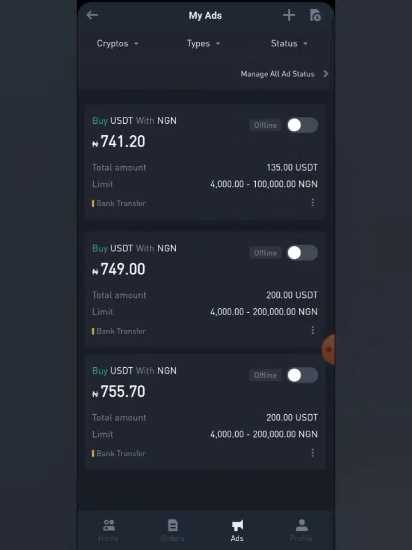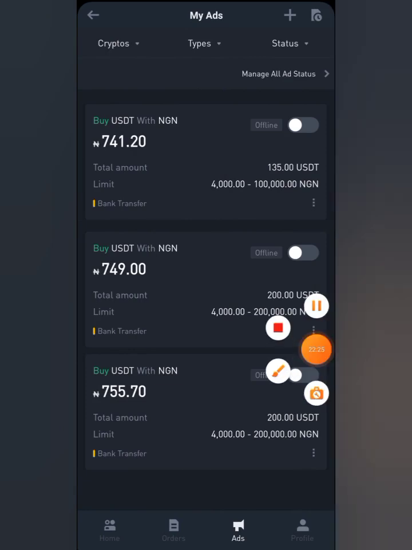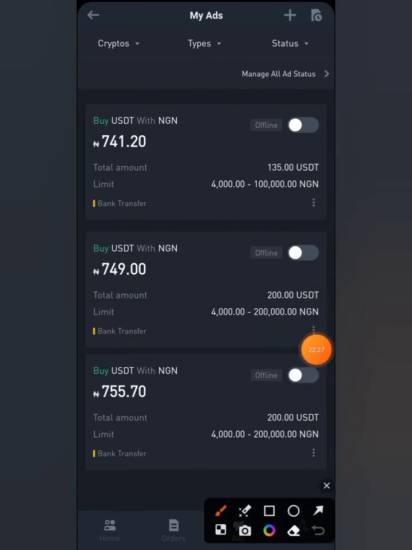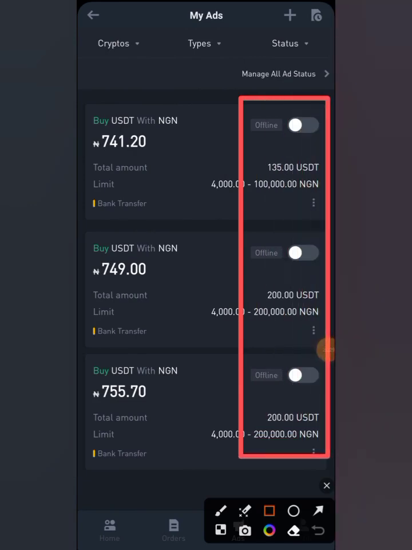So anytime you want to switch it on, you come to this place. You can see in this place that all my ads are offline. So when I want one to start showing, I'll simply go and turn it on from this particular place. Once I turn this on, it will show. So that is how you make money.